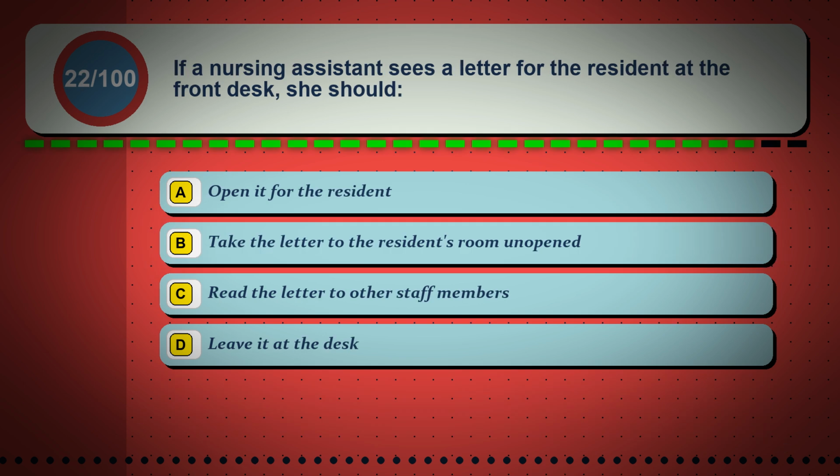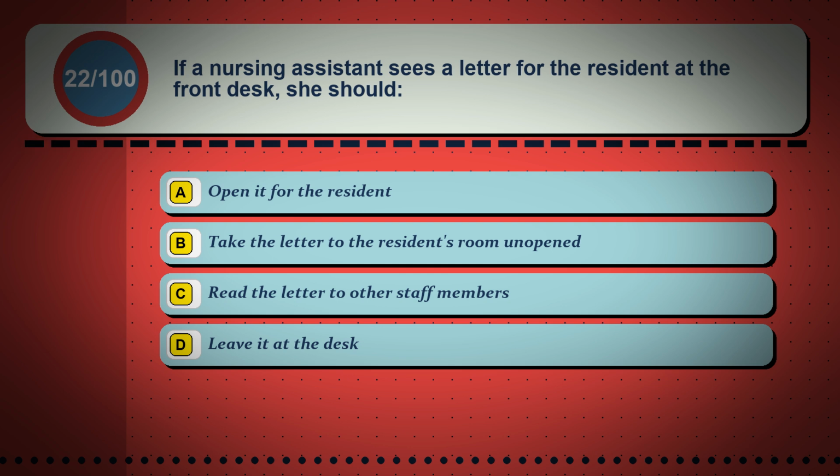Question 22. If a nursing assistant sees a letter for the resident at the front desk, she should: Option A, open it for the resident. Option B, take the letter to the resident's room unopened. Option C, read the letter to other staff members. Option D, leave it at the desk.